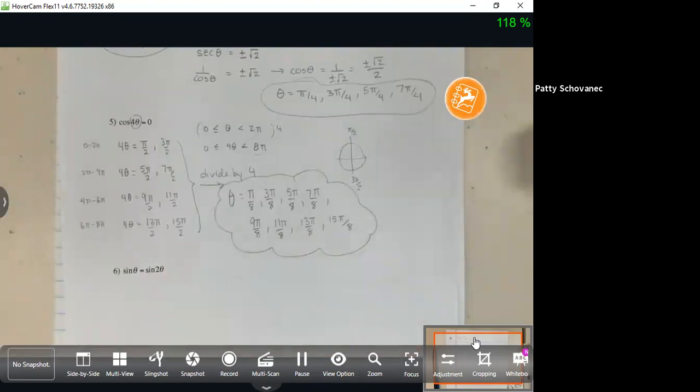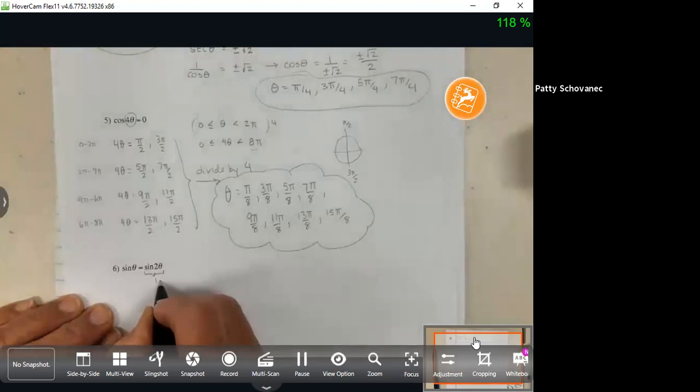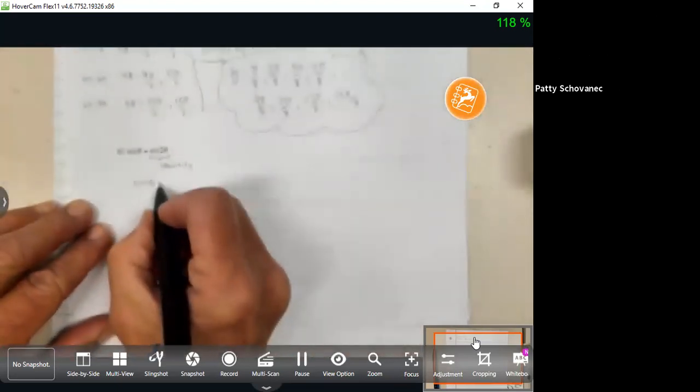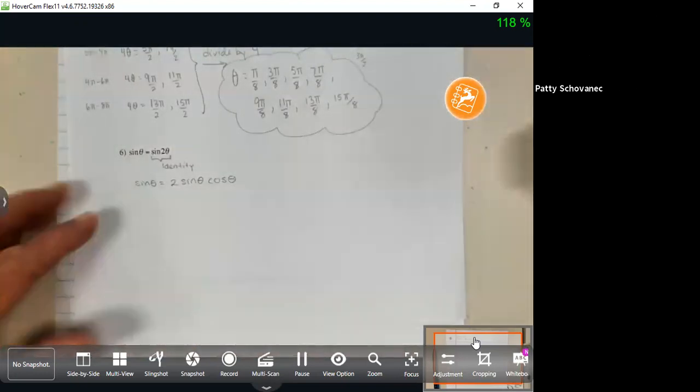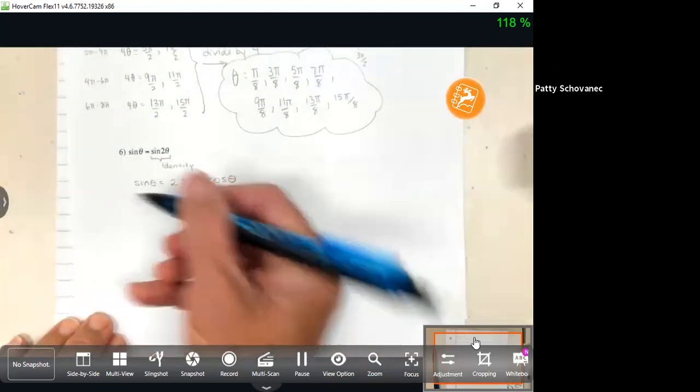So I'm going to use an identity for the sine of 2 theta. I know I can write that in terms of angle theta. The sine of 2 theta looks like 2 times the sine of theta times the cosine of theta. Now I've got things more like I like them. I'm going to get a 0 on one side. I'm going to subtract that mess over.